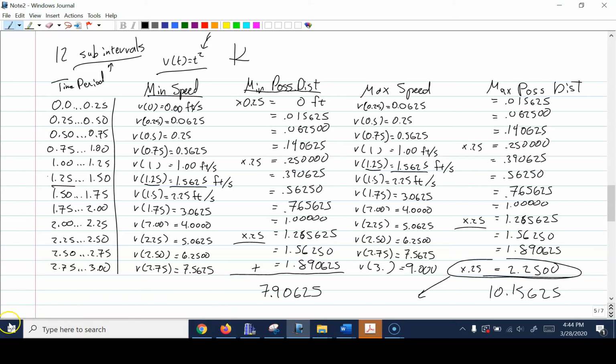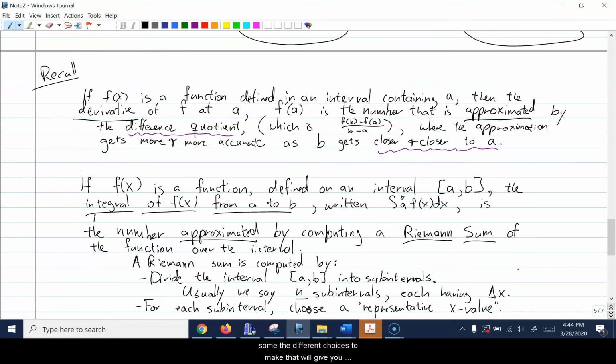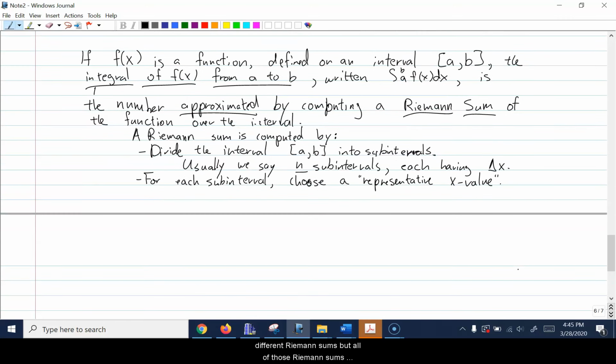for the interval from 0.5 to 0.75, when we were looking for the minimum speed, we plugged in 0.5. When we were looking for the maximum speed, we plugged in 0.75. One of them gave us this as our Riemann sum, the other one gave us that as our Riemann sum. There are different choices to make that will give you different Riemann sums, but all of those Riemann sums should be approximations of the integral. So for each interval, we choose a representative x value. Some definitions will call this the x star value or something.